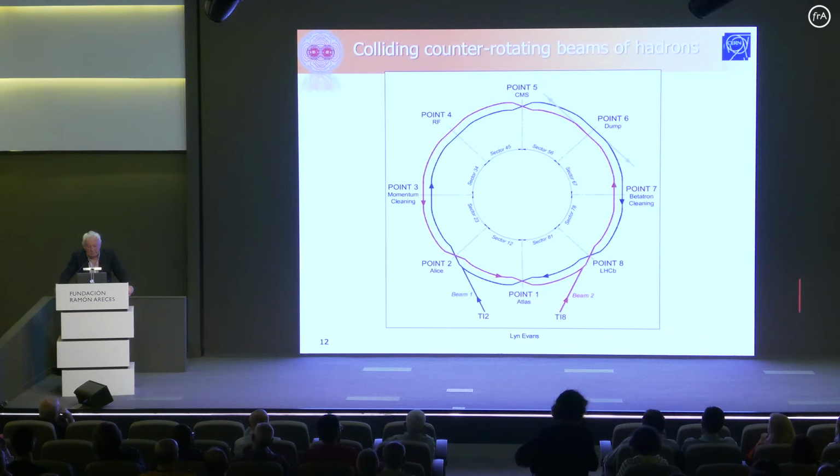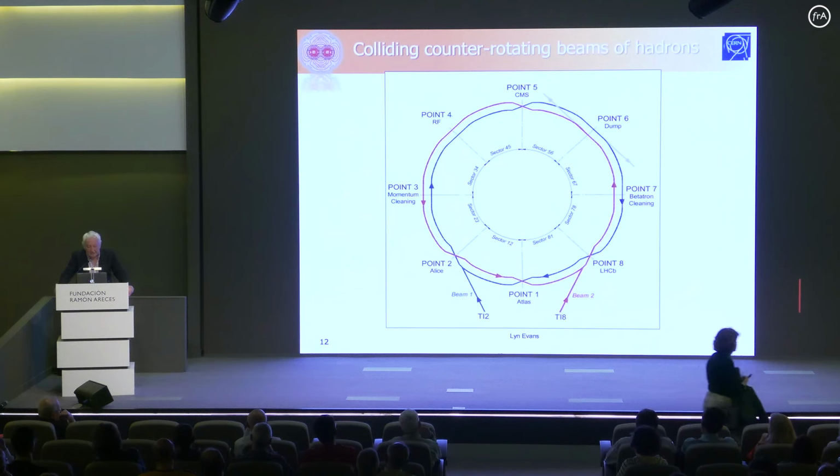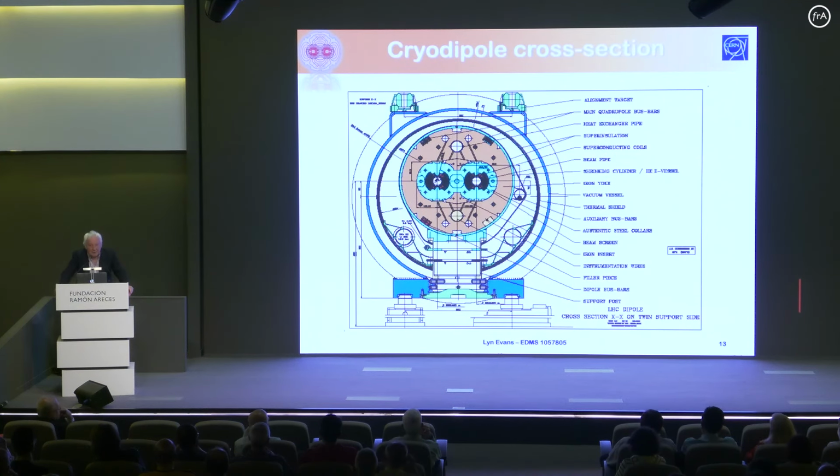Point six is to abort the beam if we need to or when the beams are spent. Point 7 is another beam cleaning region for collimation, and point 8 is the LHCb, this experiment dedicated to B physics. So this is what's in that blue cryostat vessel, which was made in Spain, by the way, in northern Spain. Half of the total production of these cryostats was made there. And what you see here are two apertures in the center.